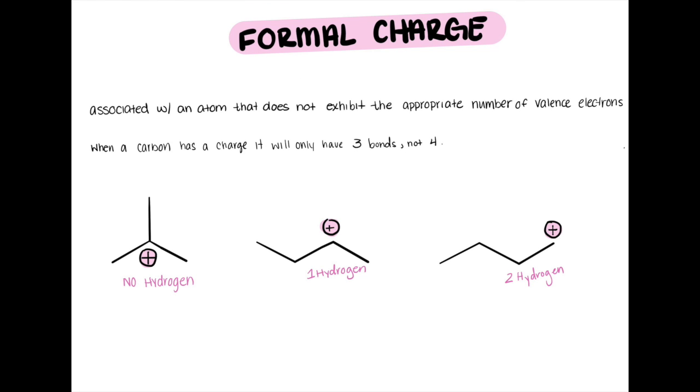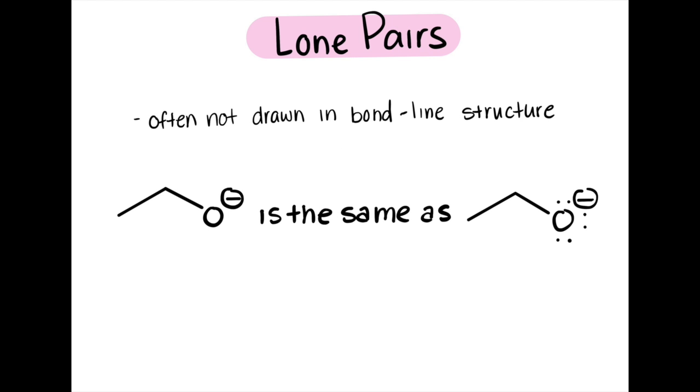A formal charge is associated with an atom that does not exhibit the appropriate number of valence electrons. When a carbon atom bears a positive or negative charge, it will only have 3 rather than 4 bonds. Lone pairs are often not drawn in bond line structures. It is important to recognize that lone pairs are present when you do draw bond line structures.